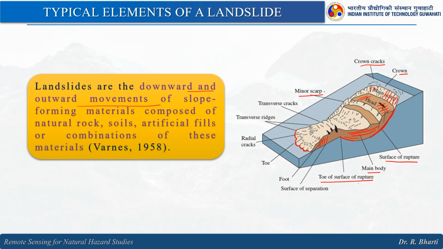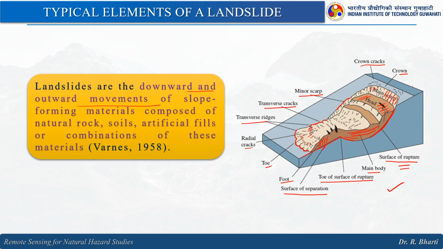This is the minor scarp here, this is the transverse crack, transverse ridge, these are the ridges, right. This is the radial crack, right, you can see here, and toe we have already seen. This is the foot and this is the surface of separation. So these are the different components of a landslide. Typically you will see all these features in a landslide.